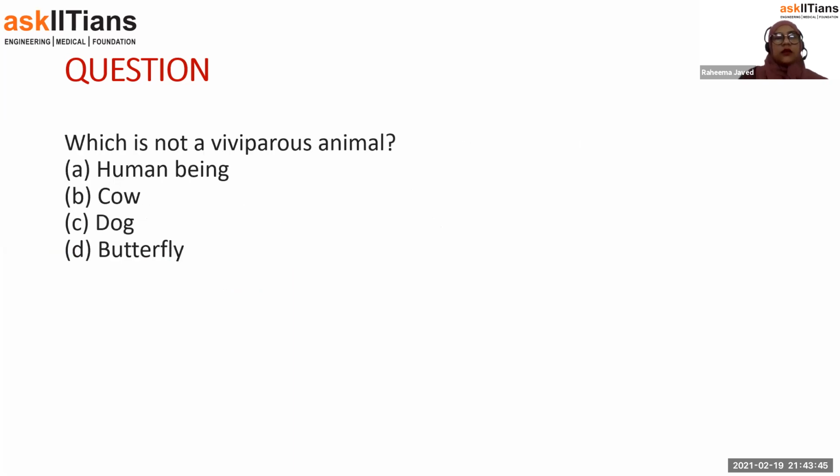Then, which is not a viviparous animal? The viviparous animals are those which give birth to young ones. Human beings do, cows do, dogs do, but butterfly does not. So the correct answer is butterfly.